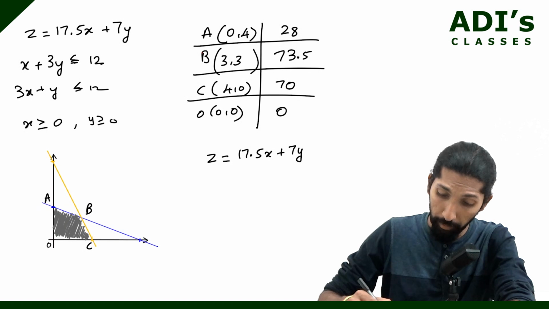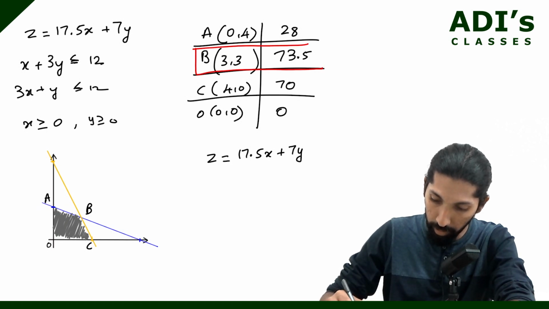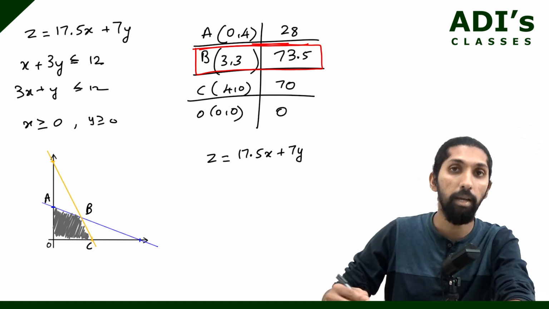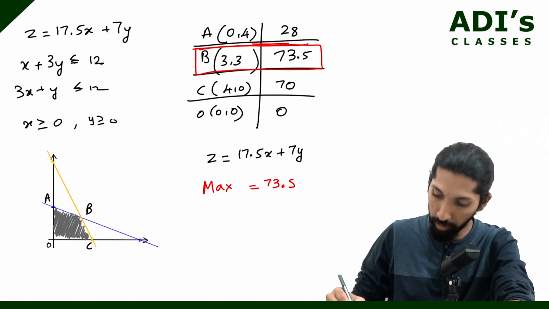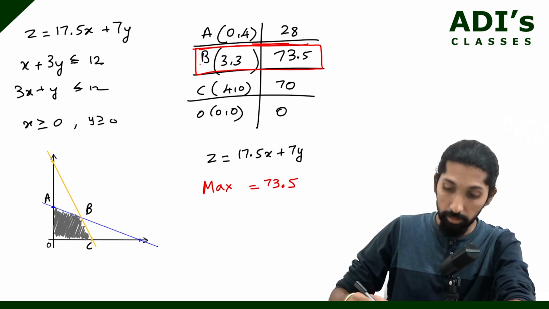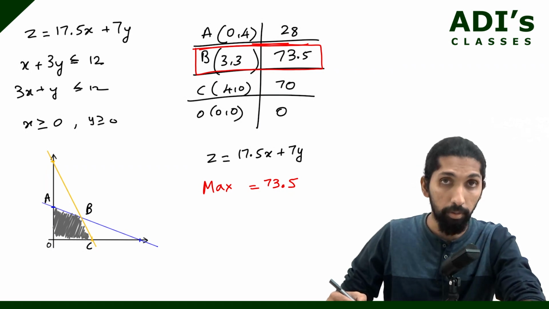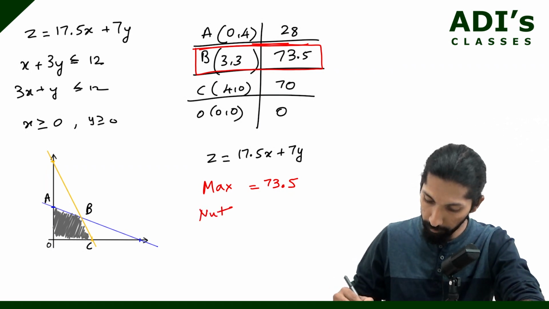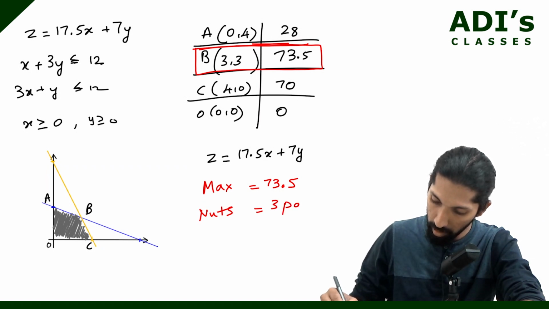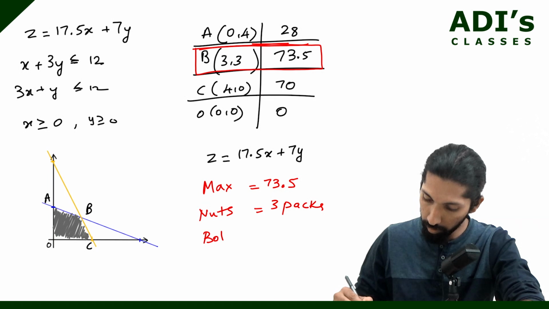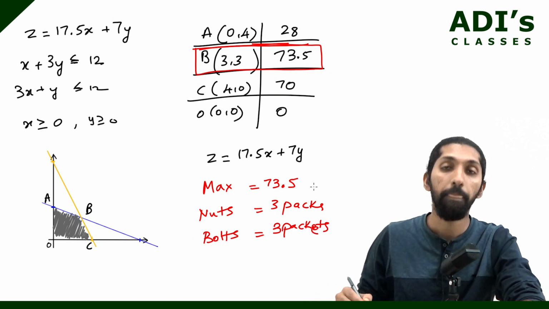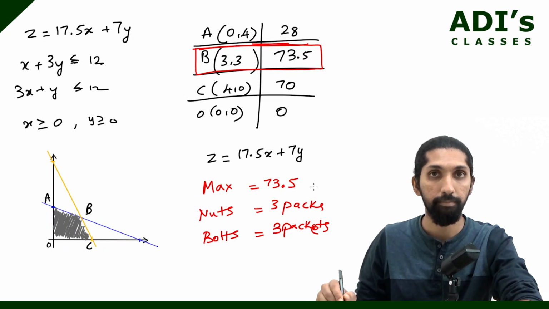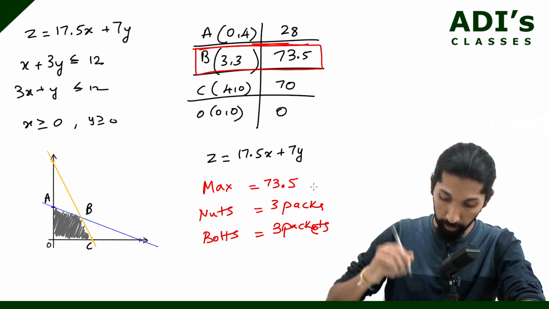So what do we have? The maximum value is going to be in this one, isn't it? So this is the maximum. The maximum value is going to be 73.5 at 3, 3. So that means we have the nuts and bolts. Nuts, we should have 3 packets, and bolts, we should have 3 packets. Then we are going to make a profit of 73.5 rupees. Fair enough? So this is the answer for this question.